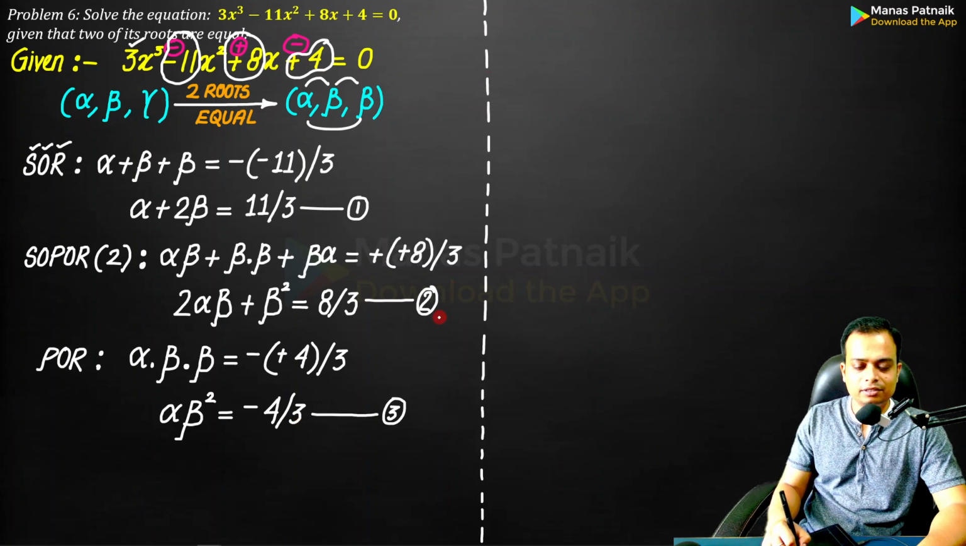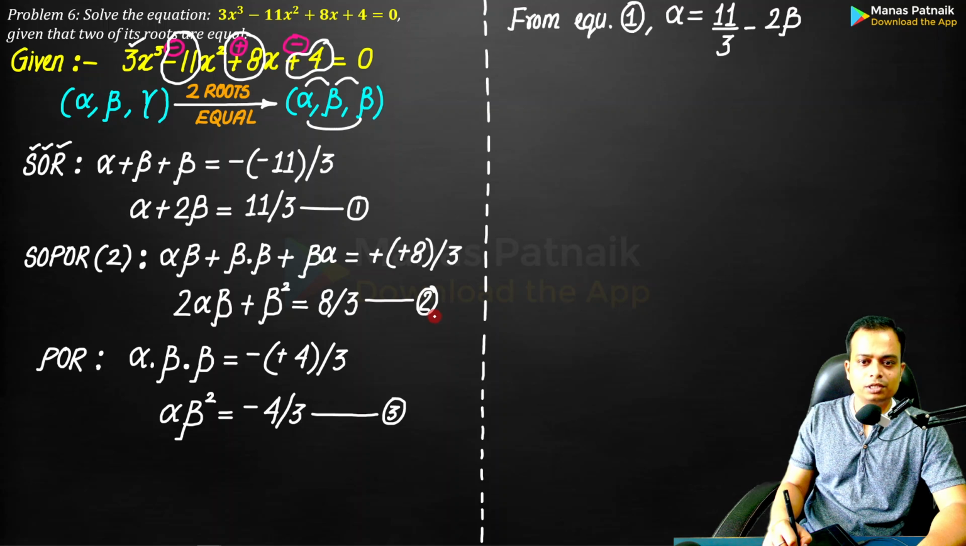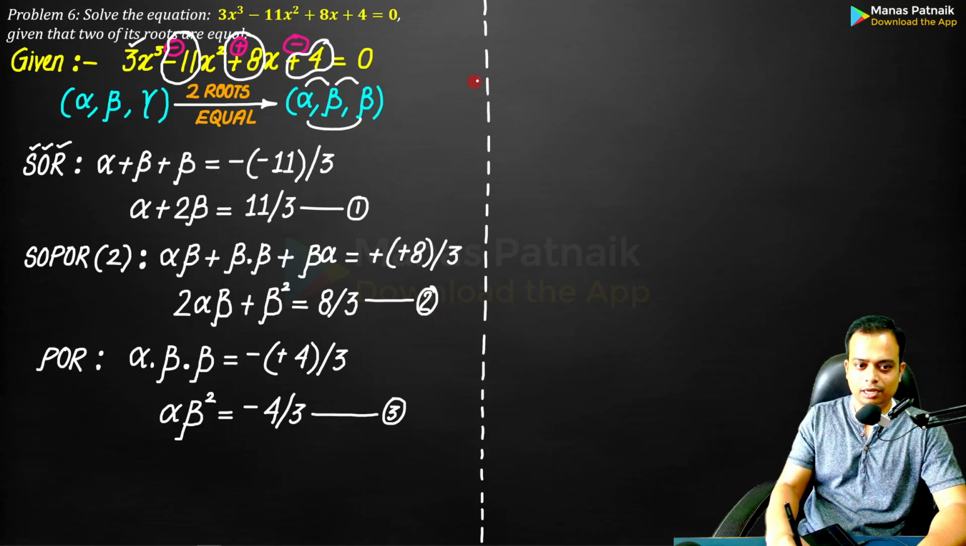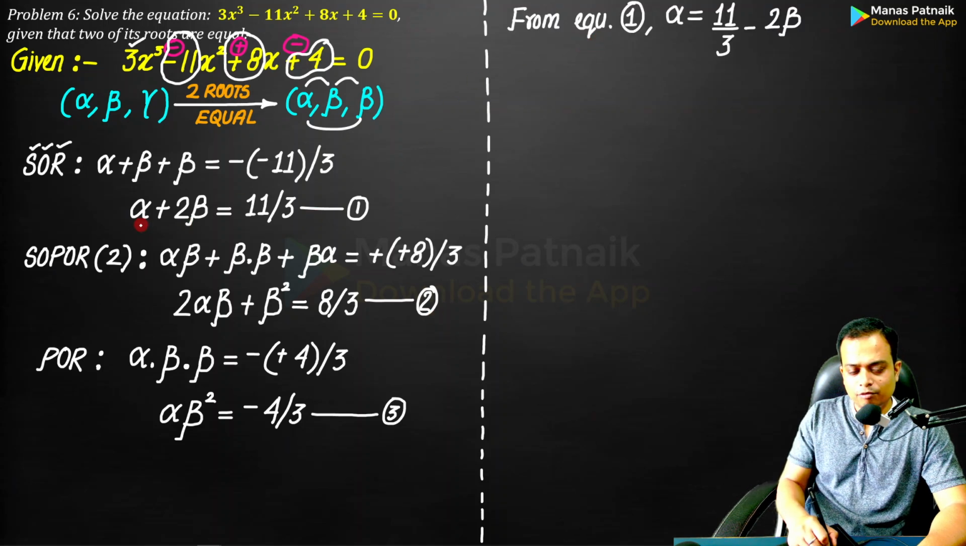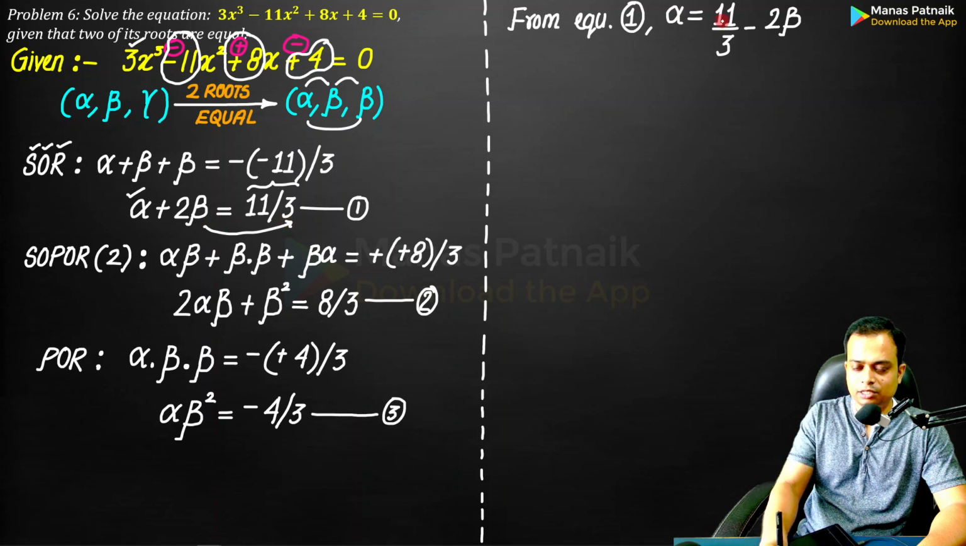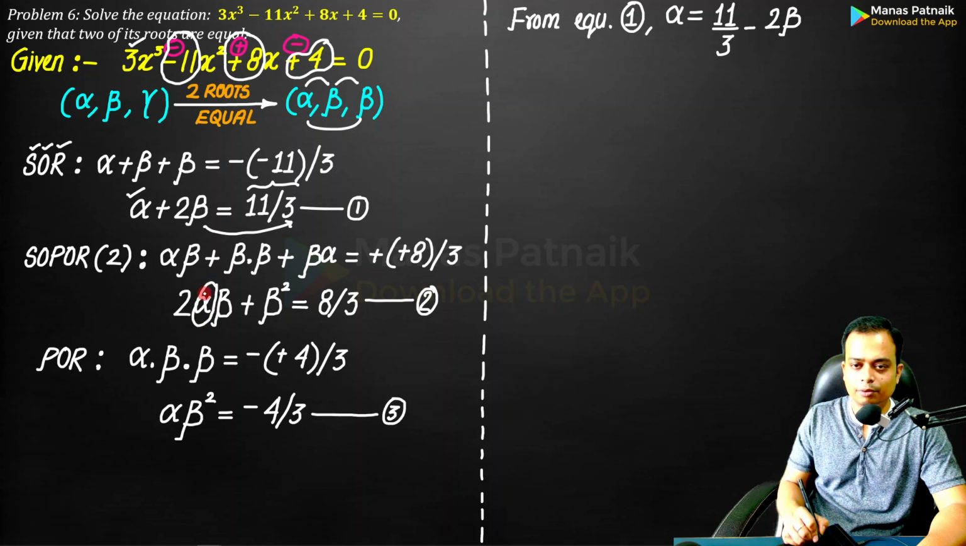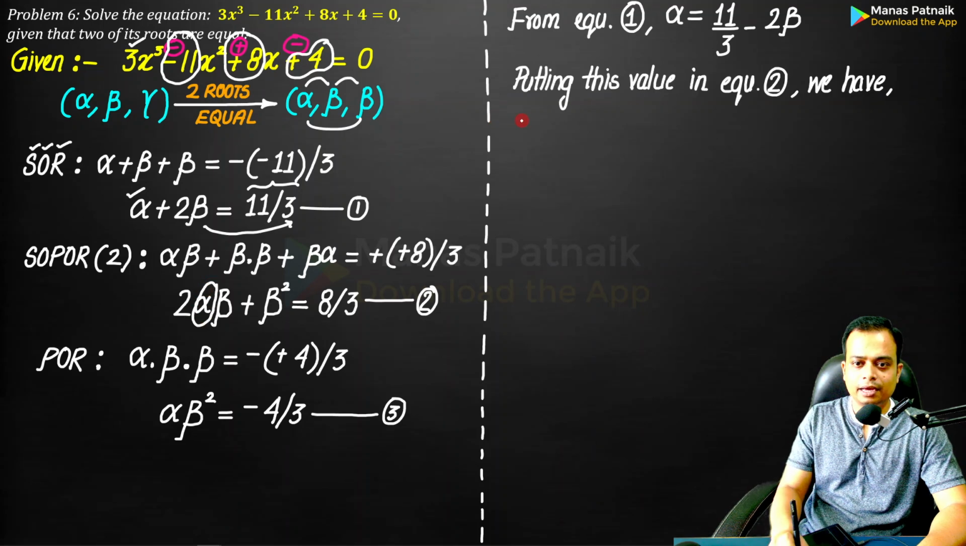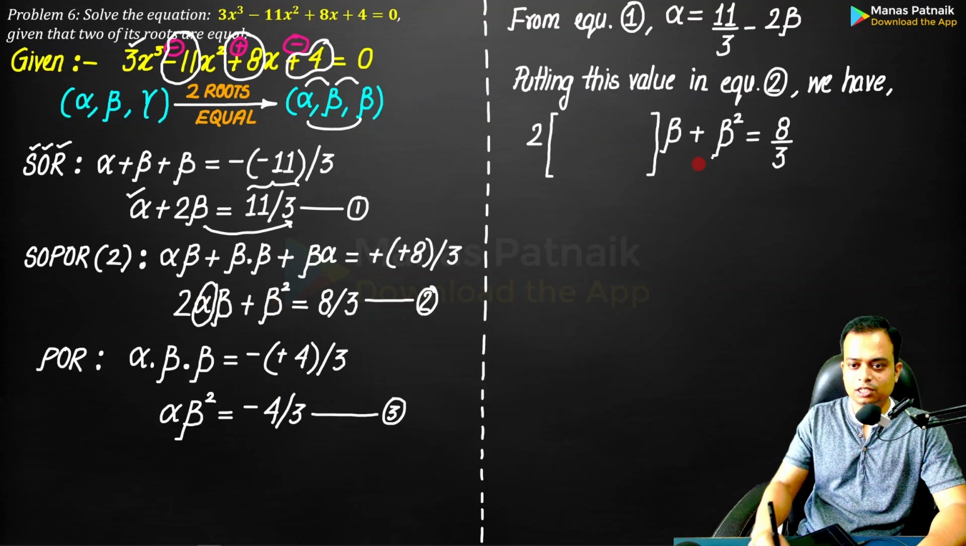So let's start with equation number 1. From here you can work out the value of alpha. Alpha is going to be equal to 11 by 3 minus 2 beta. And that is what I have written. And I'm going to plug in this value of alpha into equation number 2. Okay, let me do that very quickly. And here it is 2 alpha beta, plus beta square is equal to 8 over 3. And that's alpha for you.